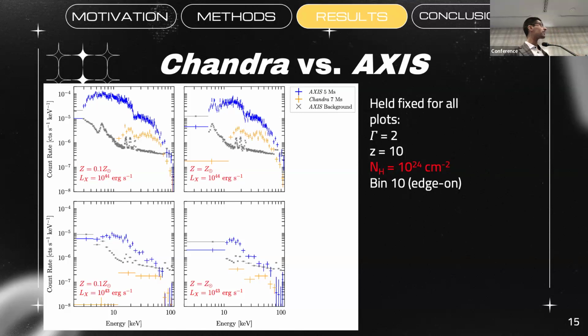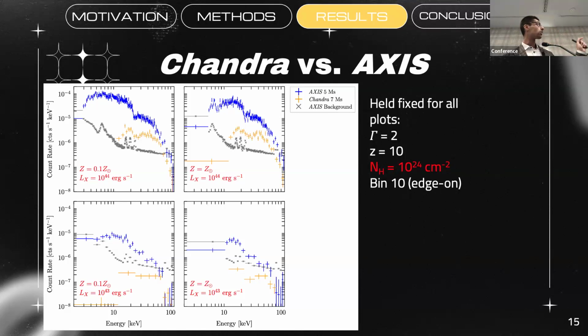And so you see here that metallicity has a moderate effect at soft X-rays. Metallicity is lower on the left, higher on the right. But really it's the brightness that counts. So the top row is much more observable. The bottom row AXIS could see. Chandra has a hard time keeping up.